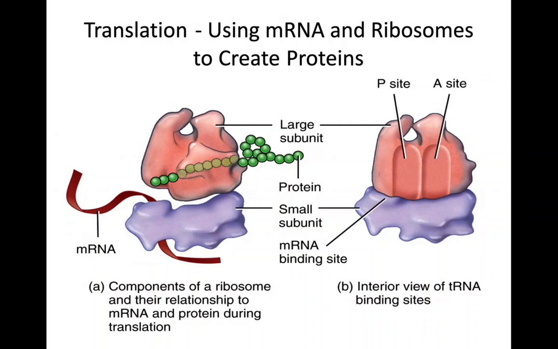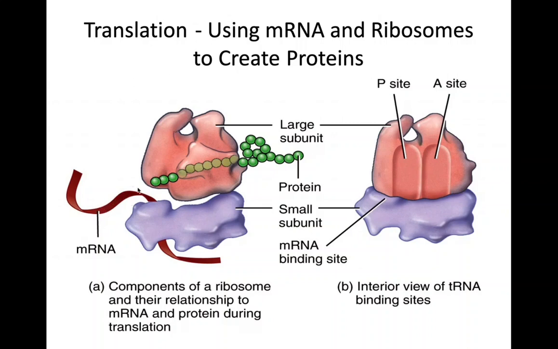So in translation, you use the mRNA and the ribosomes to make your proteins. The ribosome comes as a large and a small subunit. Some books are going to draw them to look more like a hamburger bun model, so when you look in your textbook, it will probably look a little different than this picture.